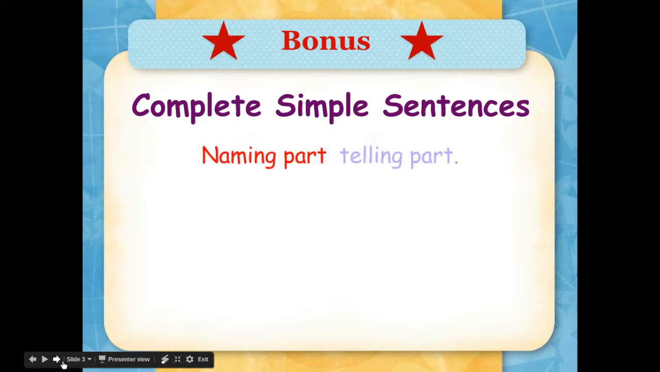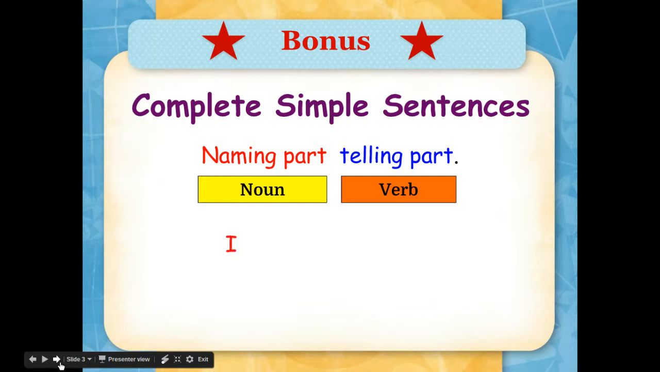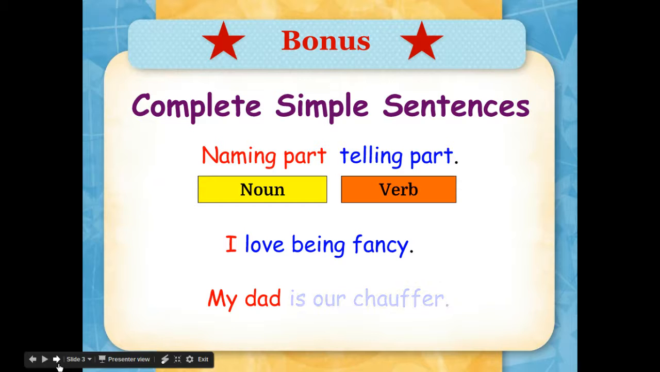All right, so if we have complete simple sentences, we have a naming part and we have a telling part. The naming part names who or what the sentence is about, and is usually a noun. And the telling part is the verb, the action. It's what is being said about the subject. We could also say it's the predicate. My dad, that's the noun, is our chauffeur. That's the telling part. So my dad is the subject, and is our chauffeur is the telling part, the predicate.